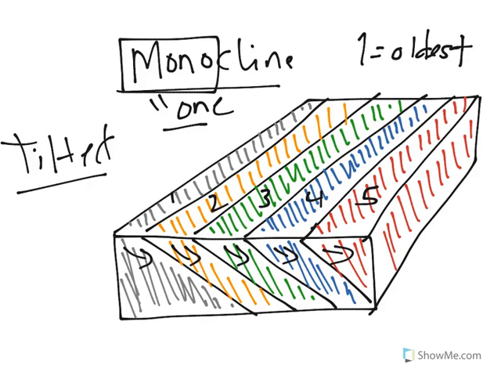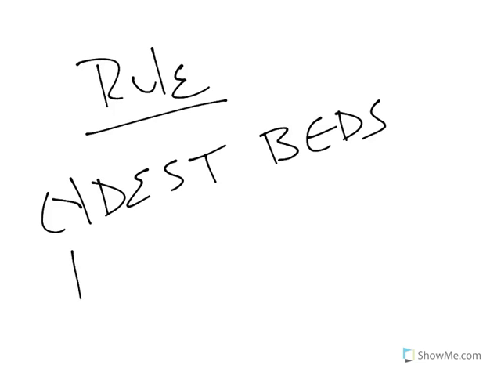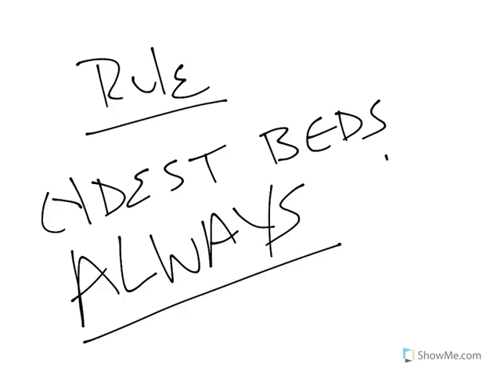So if you notice, all of our beds here are dipping in the same direction. And hopefully you notice that our older beds are dipping towards our younger beds. So this is actually a standard rule, and you could apply this rule to all of these structures, and that rule is the oldest beds always dip towards younger.